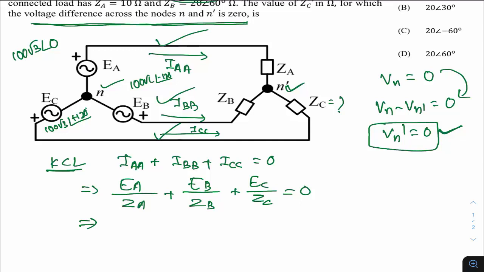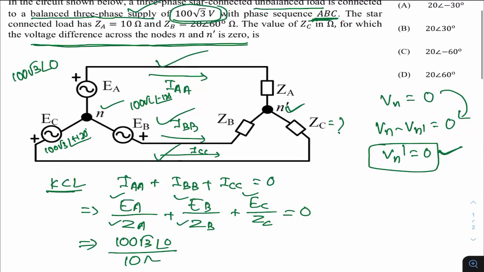Based on that data, we now have EA, EB, EC. We have ZA and ZB given in the question. The only unknown factor, ZC, you have to find by solving this equation. Some complex mathematics is needed now. EA is 100 root 3 at an angle of 0 divided by ZA, which is given as 10 ohm, right? So ZA is 10.